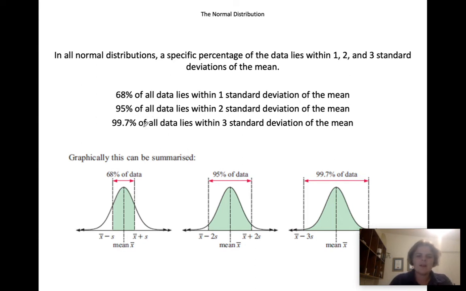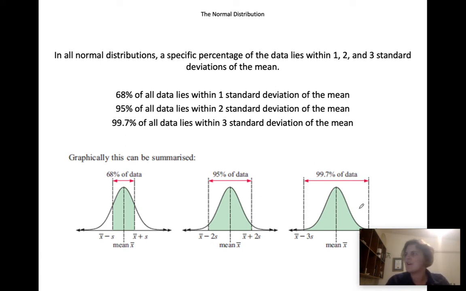Now, if we're talking about 2 standard deviations away from the mean, that's where 95% of our data lies. And then the 99.7% rule. If we go 3 standard deviations less or bigger than the mean, that's going to include 99.7% of our data. So nearly everything is going to be within 3 standard deviations of the mean.